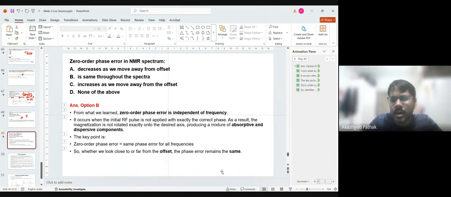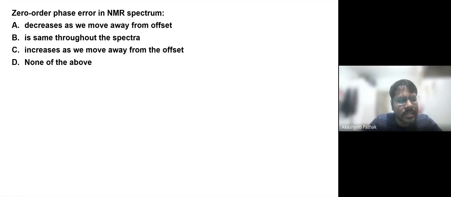Okay, there is one more question. Solvent preparation we will discuss in the next class. We will revise those concepts. But zero order phase error in an NMR spectrum is what? So we discussed two concepts: one was zero order phase error and the other first order phase error, right?